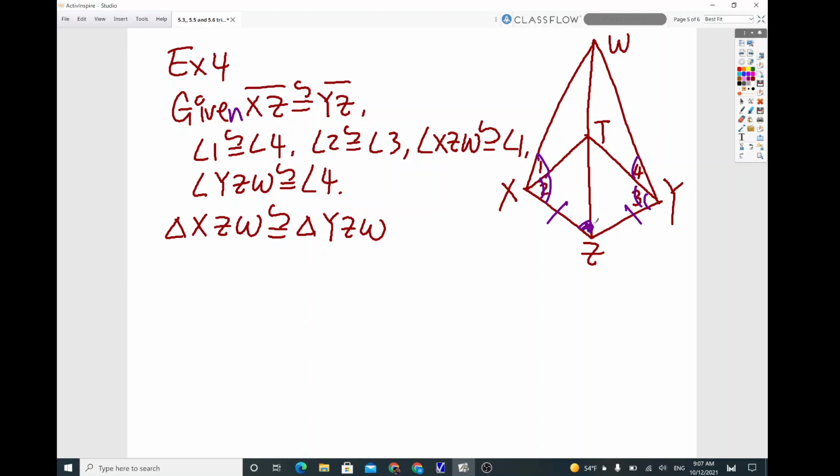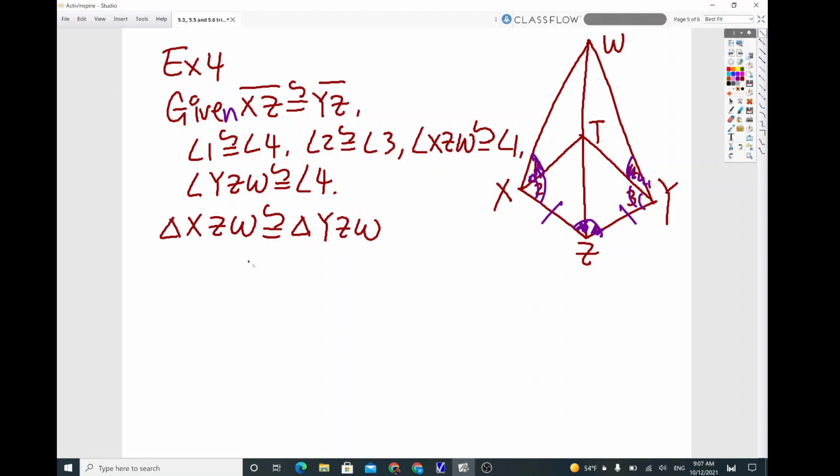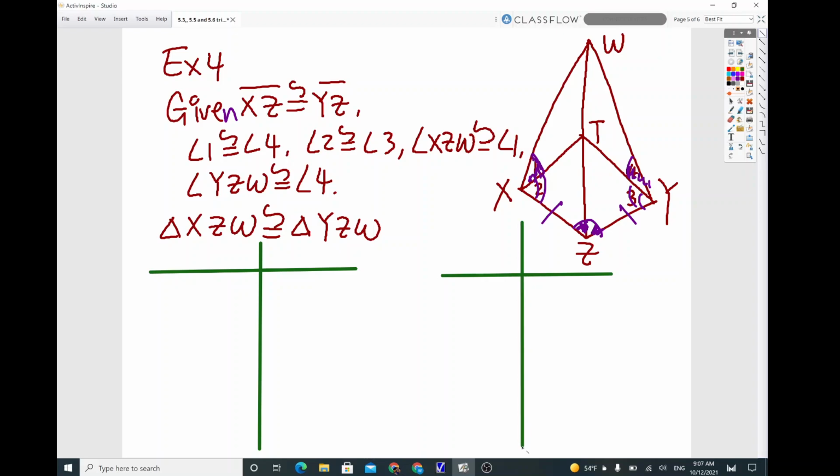Okay, so this angle right here, they're congruent with angle 1 and angle 4. So you want to prove that triangle XZW is congruent to triangle YZW. So it looks like there's some kind of transitive property we need to apply. Okay, but let's set up the two columns, statements and reasons, and in case I need more steps, I put in a continuation with the two columns.